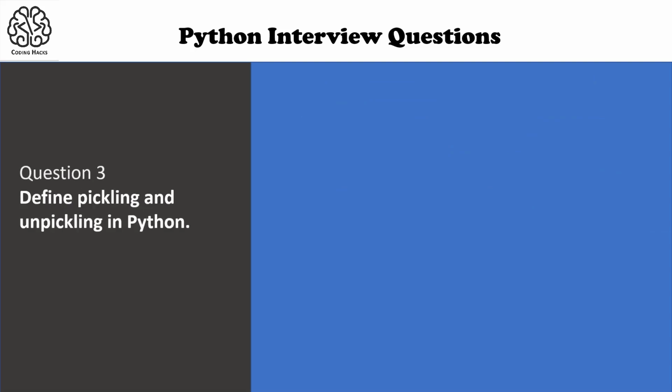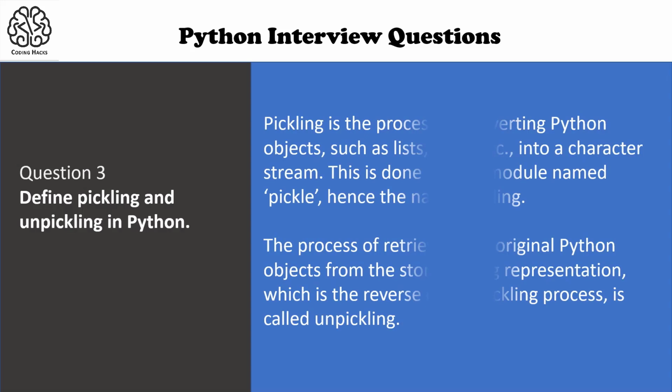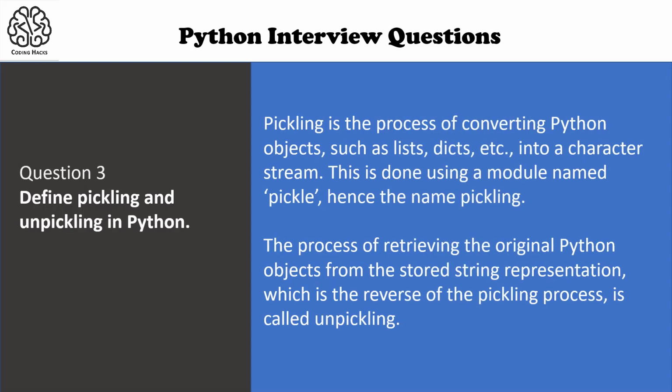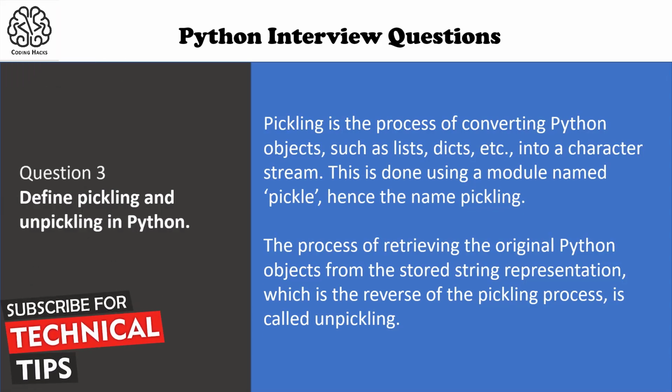Our next question is, define pickling and unpickling in Python. Pickling is the process of converting Python objects such as list, dictionary into a character stream. This is done using a module named pickle. And the process of retrieving the original Python objects from the stored string representation, which is the reverse of pickling method, is called unpickling.